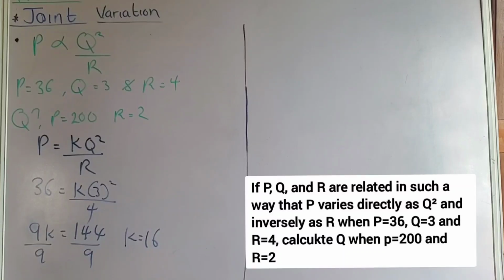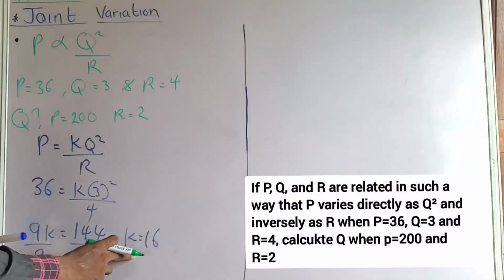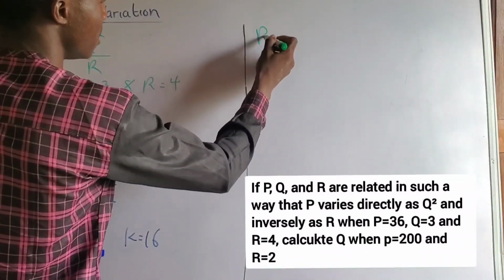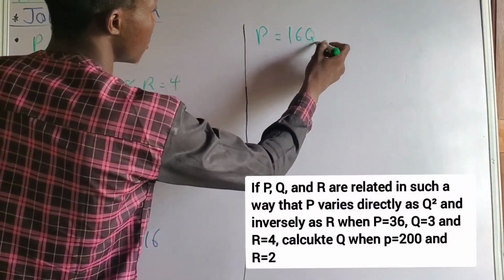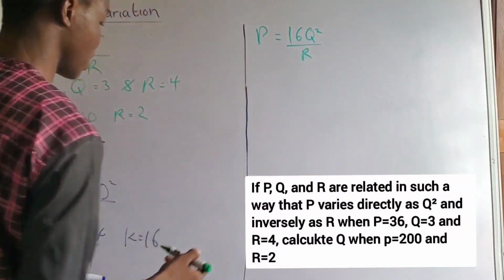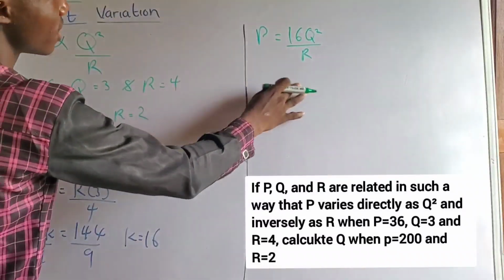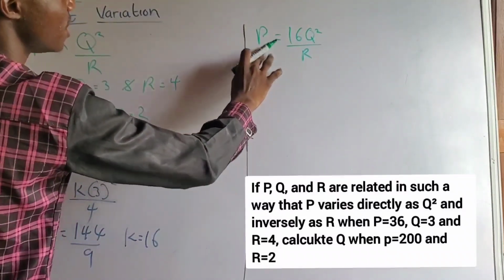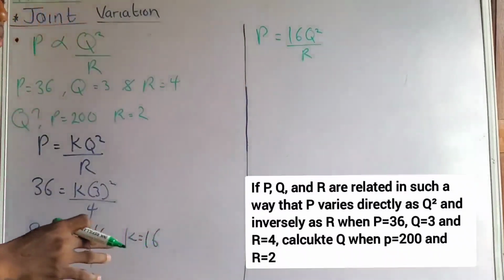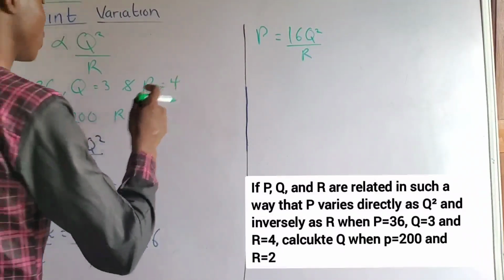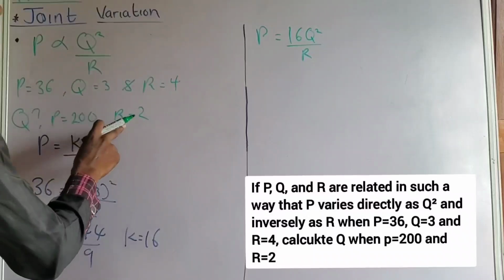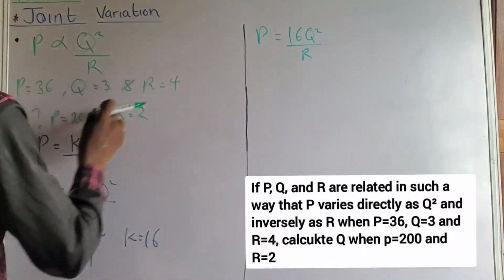To get the value of q when p equals 200 and r equals 2, we know that k is equal to 16. If k is equal to 16, I can write this as p equals k, k is 16, so I'm going to have 16q squared all over r. This is the mathematical relationship that exists between p, q, and r. Now, we were told to find the value of q when p is this and r is this. So just substitute the value of p and r into this equation and then solve for the value of q.